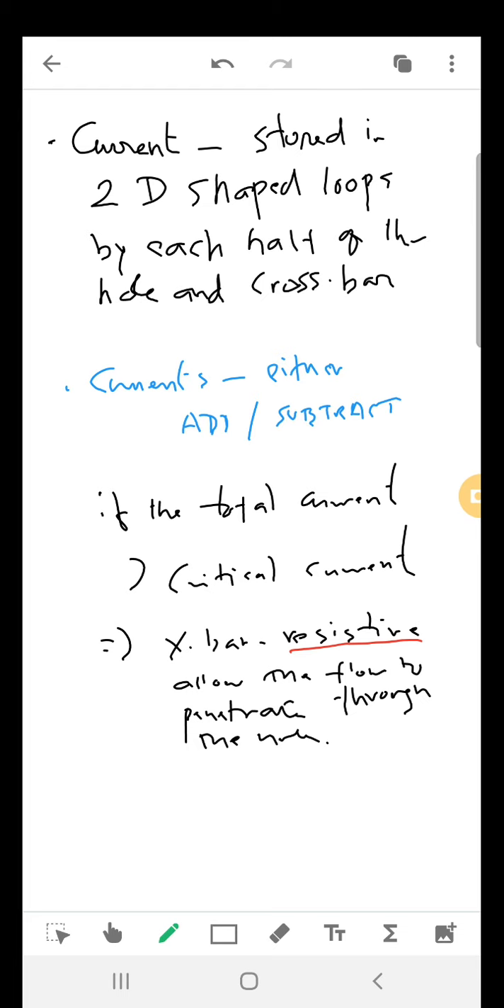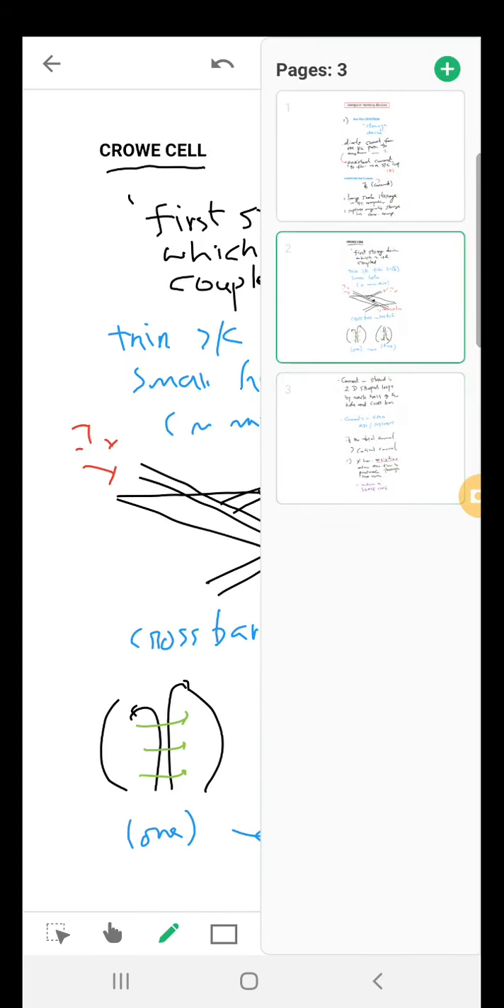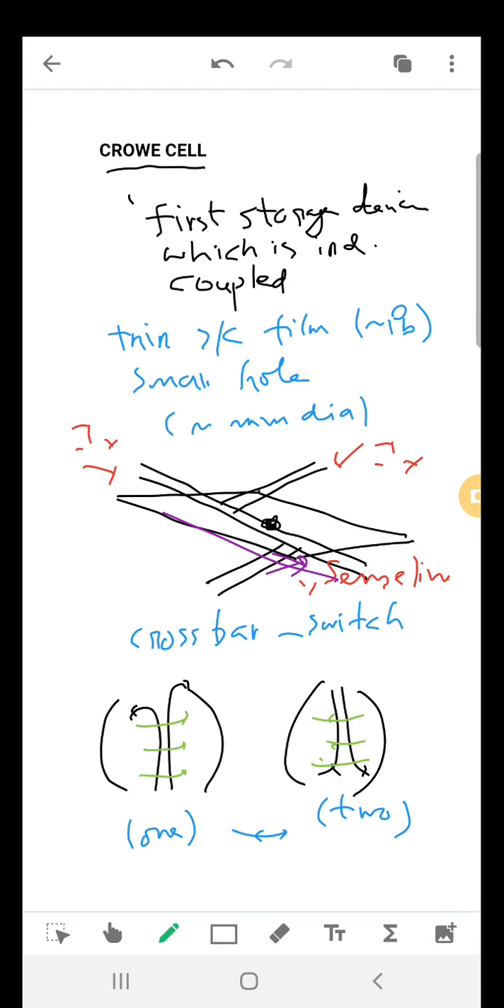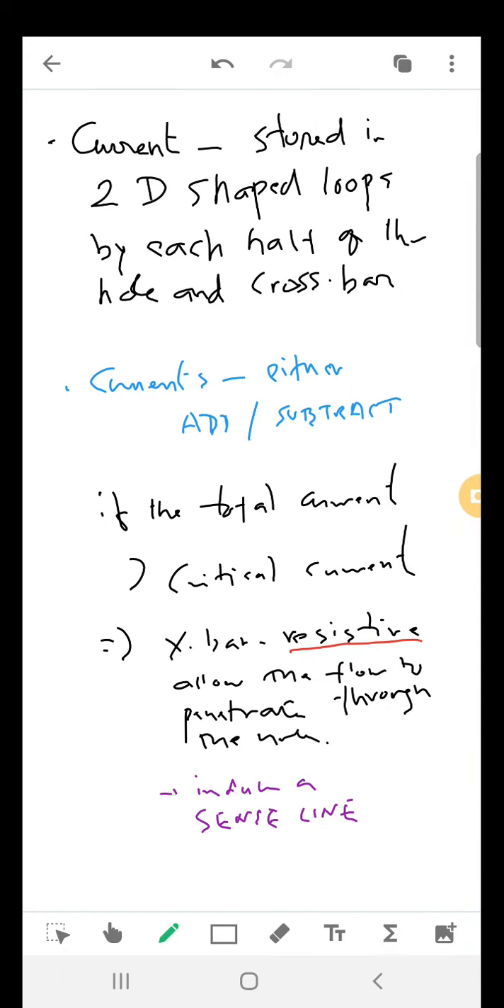And it will induce a sense line, as told, by diffusion. So this is how the sense line is introduced, and this is considered as the one state. If the opposite happens, if it is less than the critical current, then it remains conductive and doesn't show a sense signal.